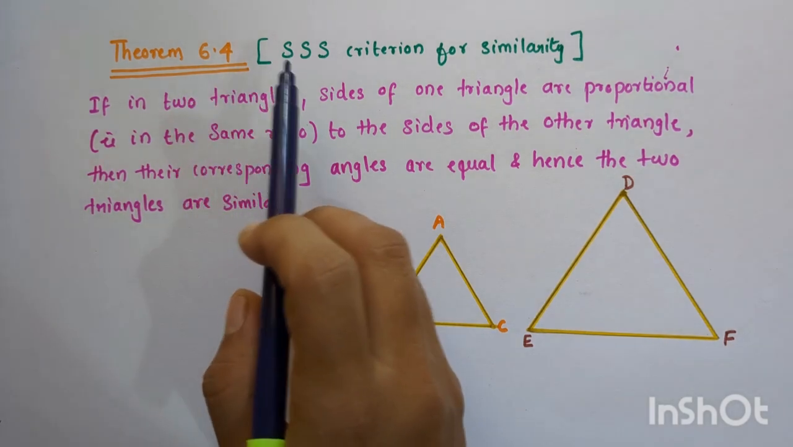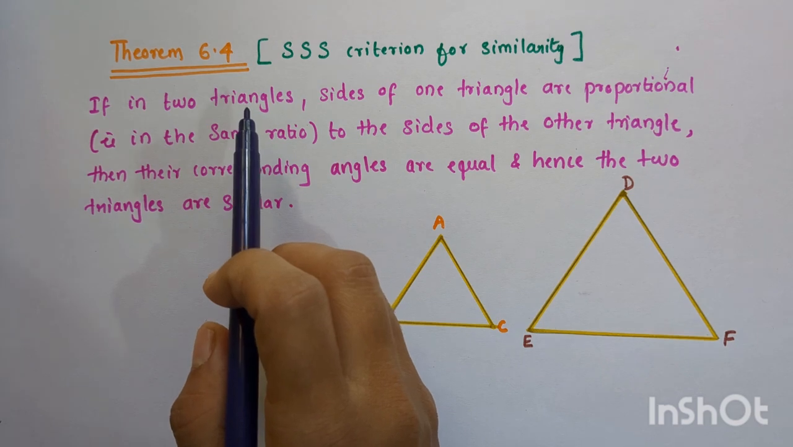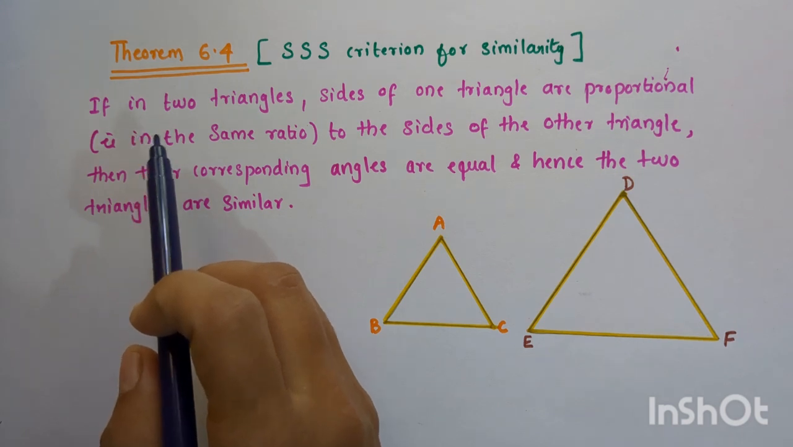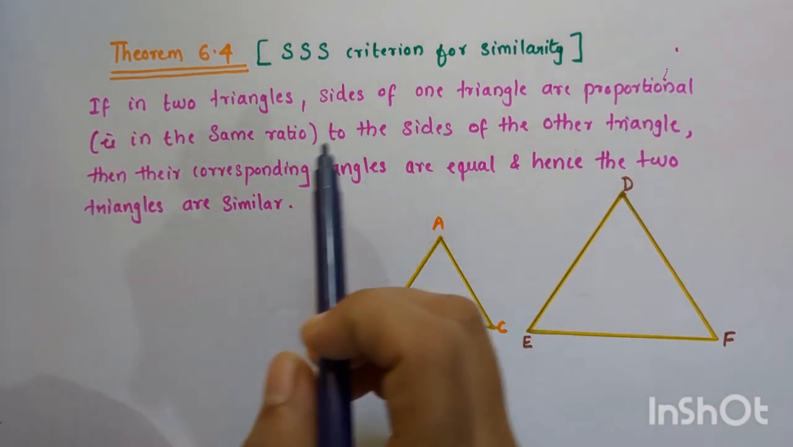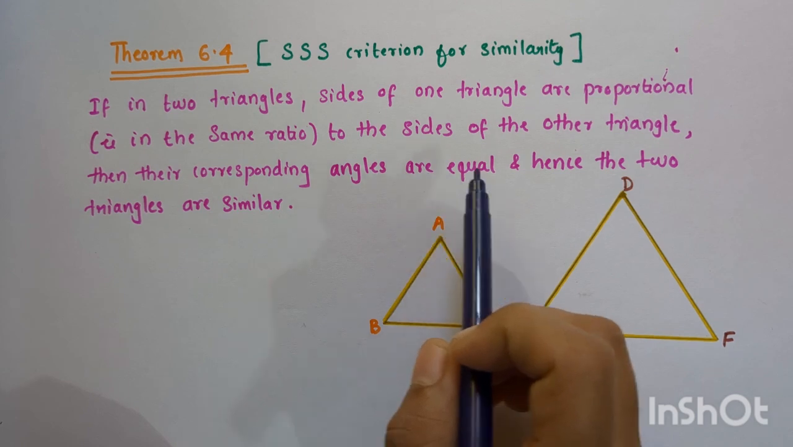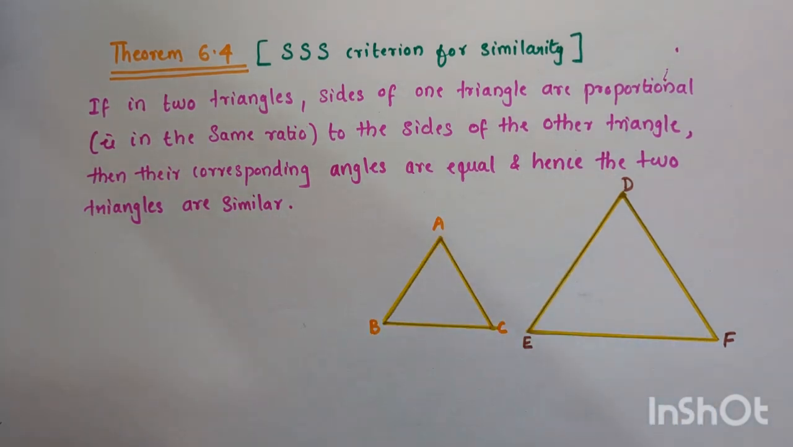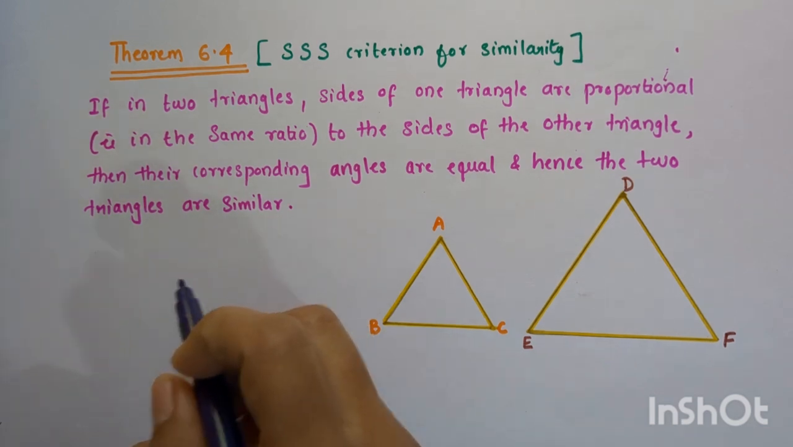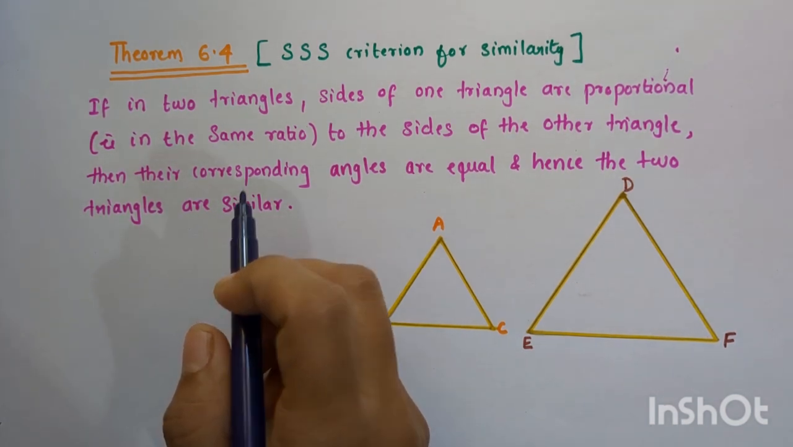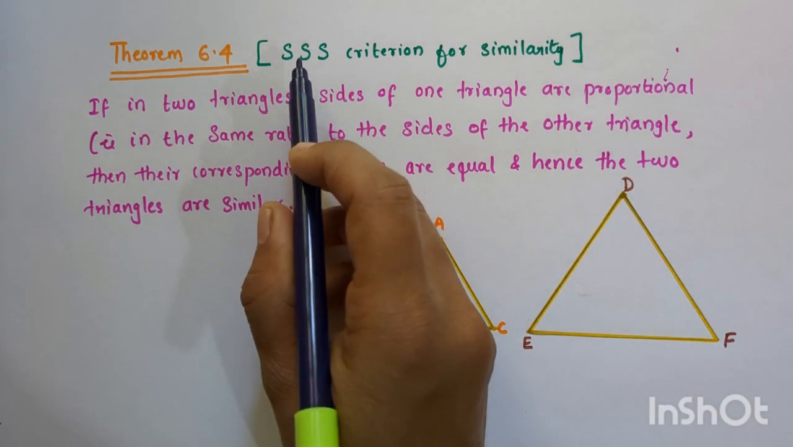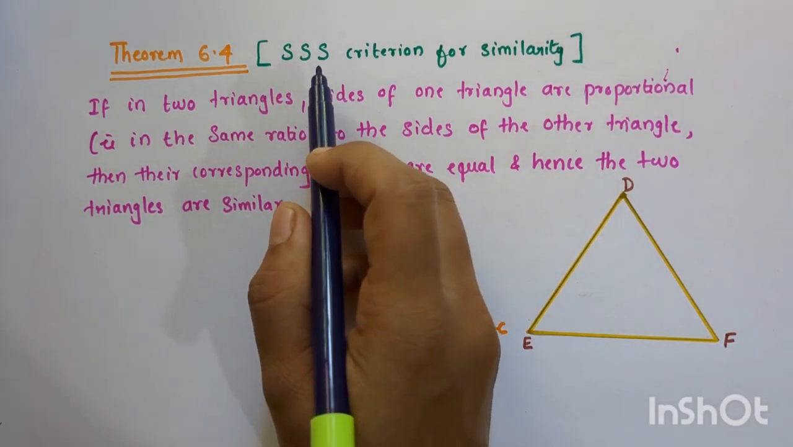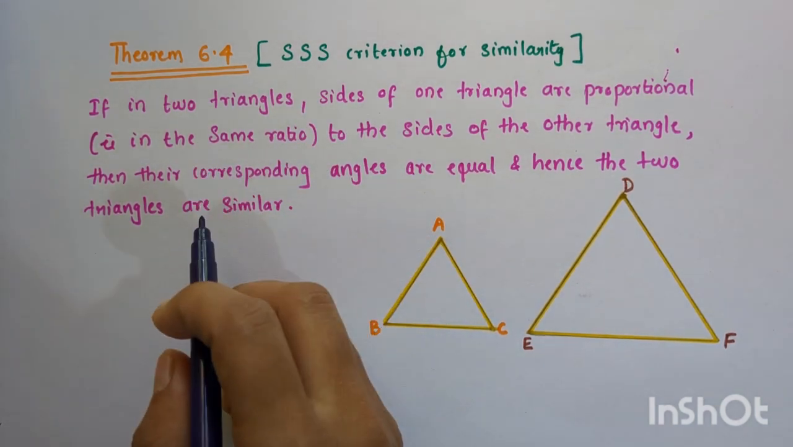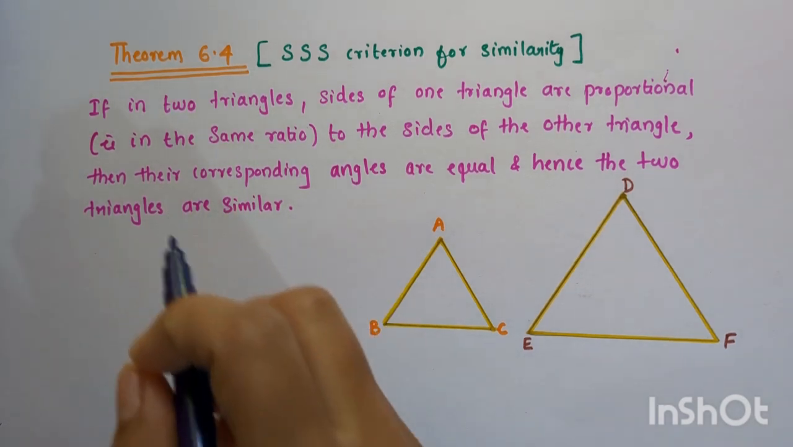According to this SSS criterion for similarity, if in two triangles, sides of one triangle are proportional, that is in the same ratio to the sides of the other triangle, then their corresponding angles are equal. Hence, they are similar to each other. That is, the two triangles are similar. This criterion is referred to as the side similarity criterion, that is SSS similarity criterion for two triangles. Let us see the proof of this theorem.